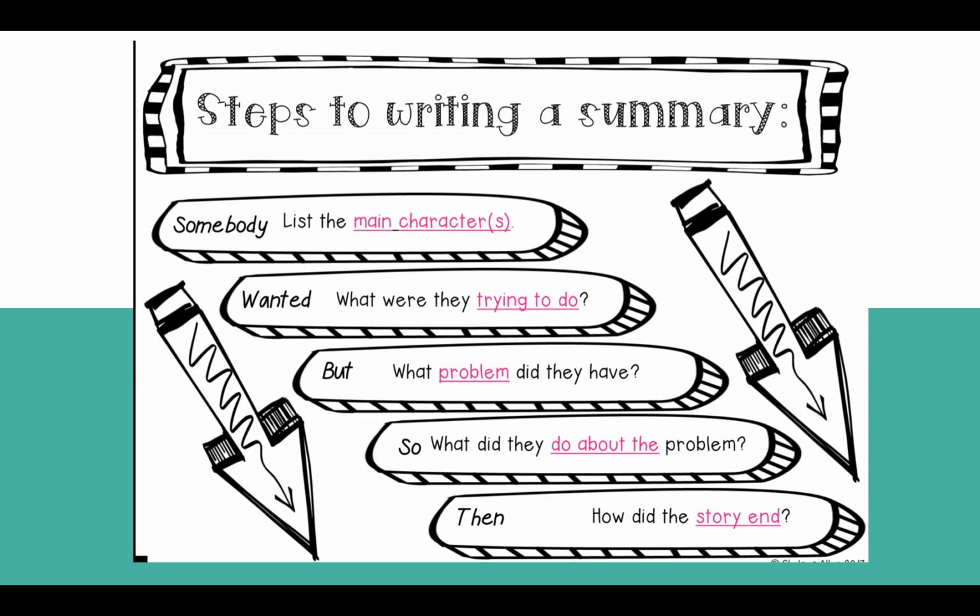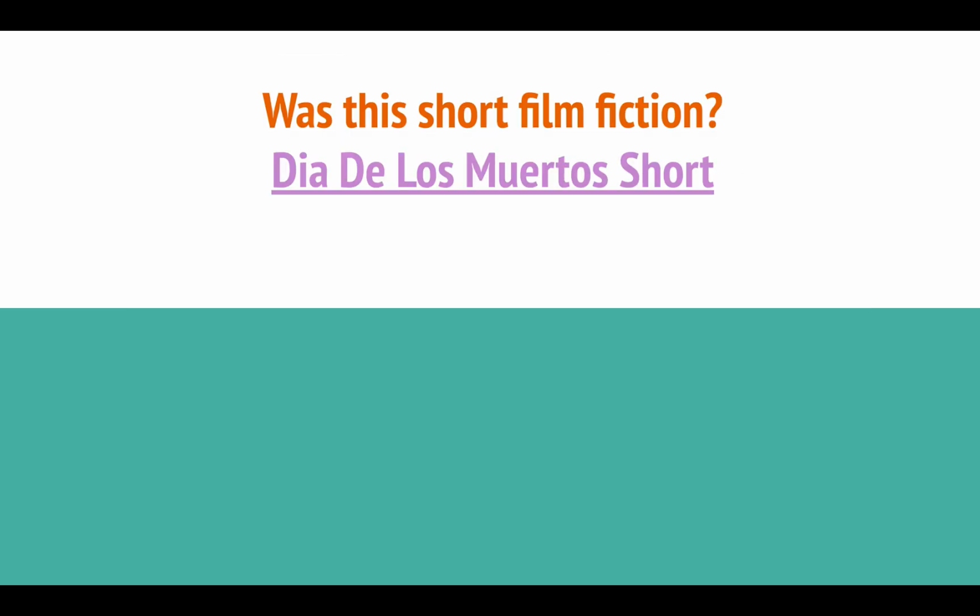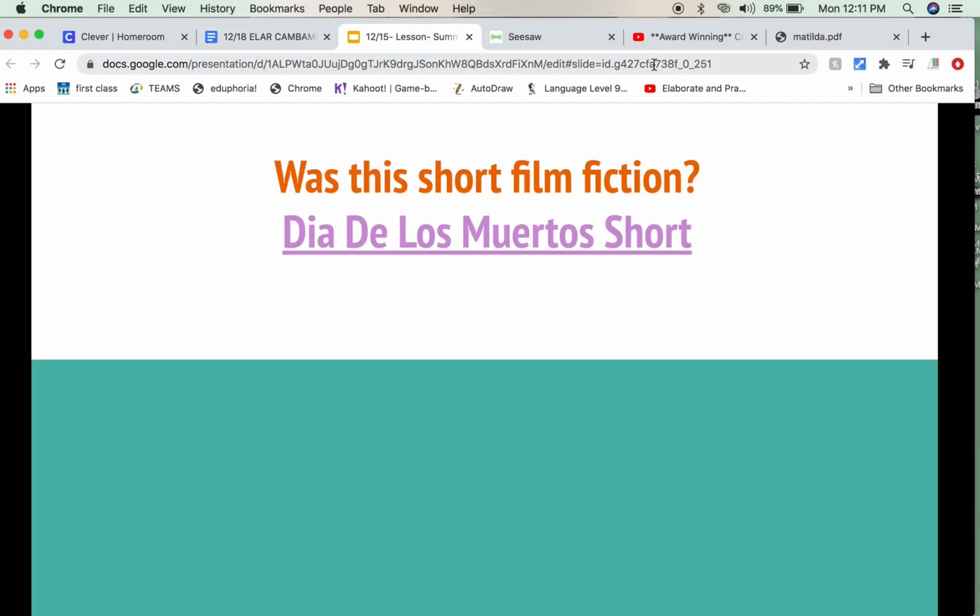The steps to writing a summary. Somebody. List the main characters. Wanted. What were they trying to do? But. What problem did they have? So. What did they do about the problem? Then. How did the story end? Answer these 5 questions and then you have a summary with the important parts. The short recap. So we're going to watch Dia de los Muertos, a short film.